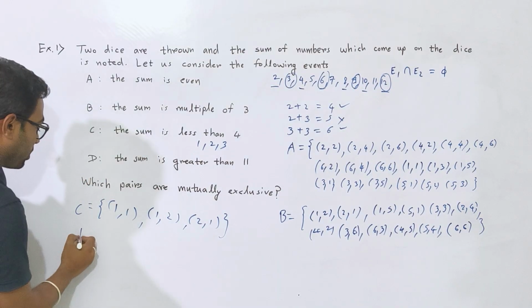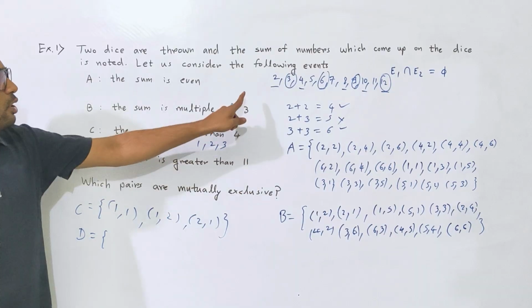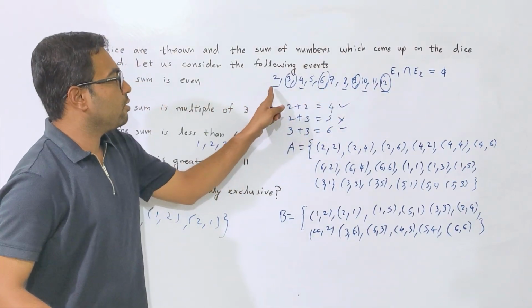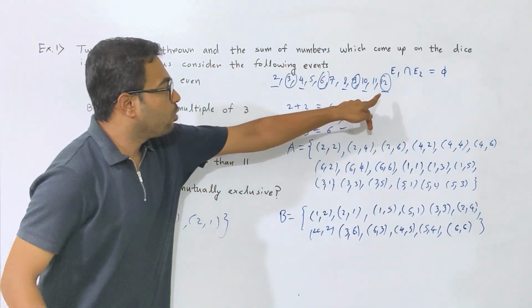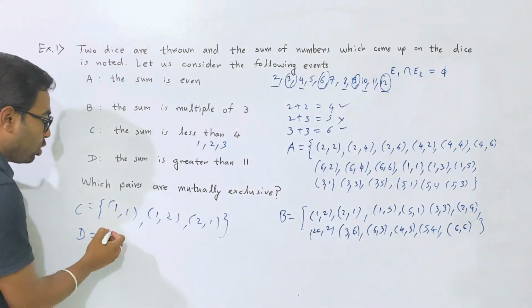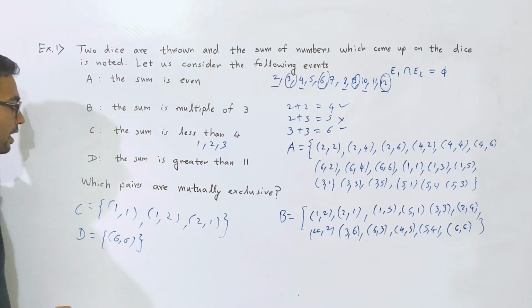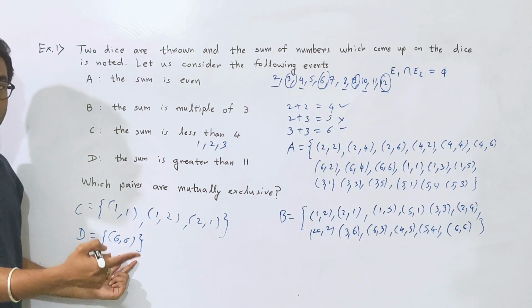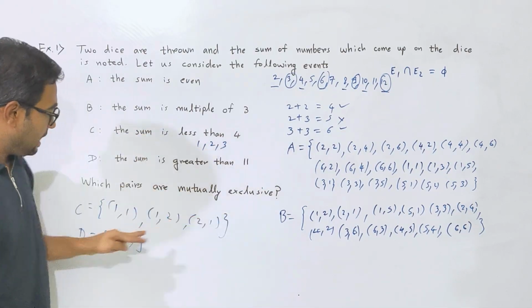Now let's go for the event D. The sum is greater than 11. The sum can be only these numbers, 2, 3, 4 up to 12. So greater than 11 means what? Only 12. I can get 12 in only one way, if both the dice give you 6, 6. So these are my A, B, C and D.